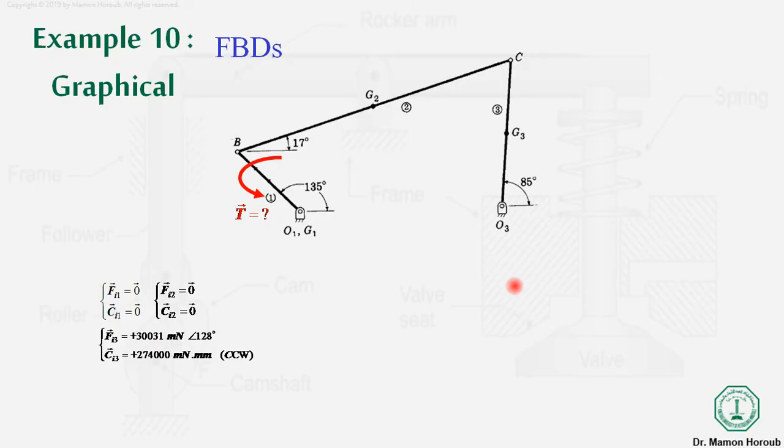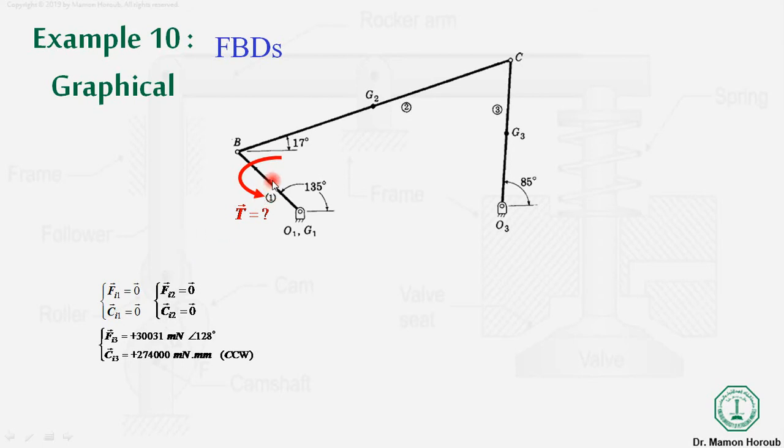The next problem is actually problem 2. Example 2 is related to the graphical method. You can see the 4-bar mechanism, and this is the given data to us. We have links 1, 2 and 3. The reactive force for link 1 is equal to 0, and the reactive moment is also equal to 0.